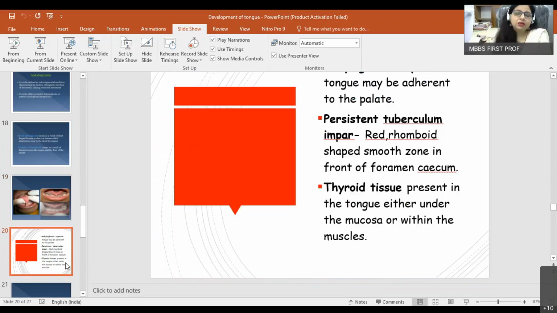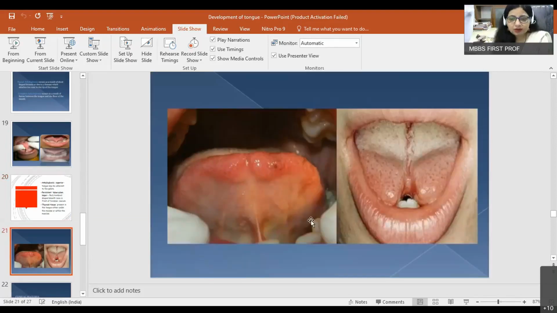Then there could be persistent tuberculum impar, meaning the tuberculum impar that is formed from the first arch. It is present in the form of a red rhomboid-shaped smooth zone, and it is not completely merged with the anterior 2/3 and posterior 1/3. Then there could be thyroid tissue in the substance of the tongue, meaning in the tongue itself, in the musculature of the tongue, or in the mucosa of the tongue. Now this picture is showing you a fissured tongue.